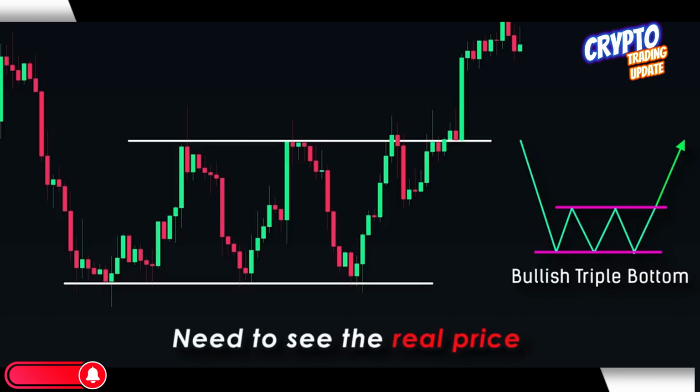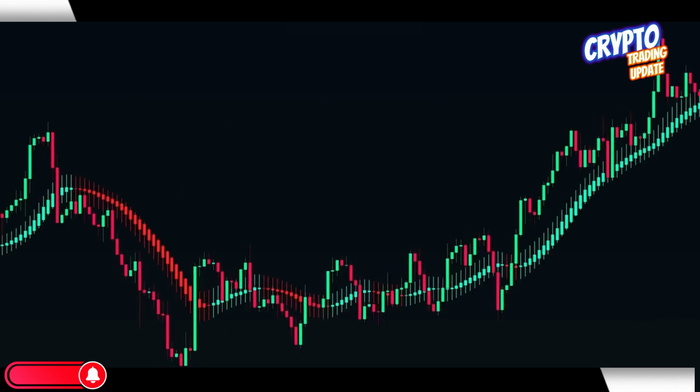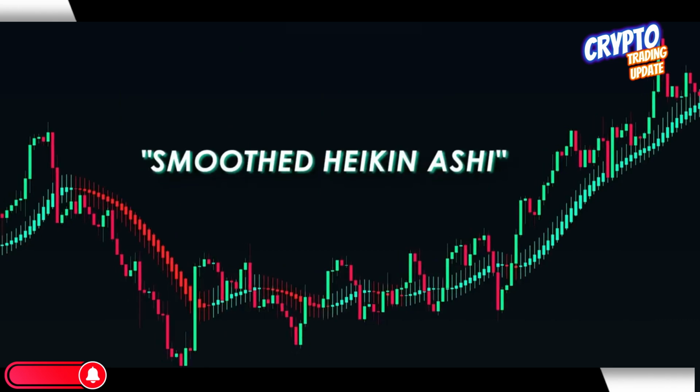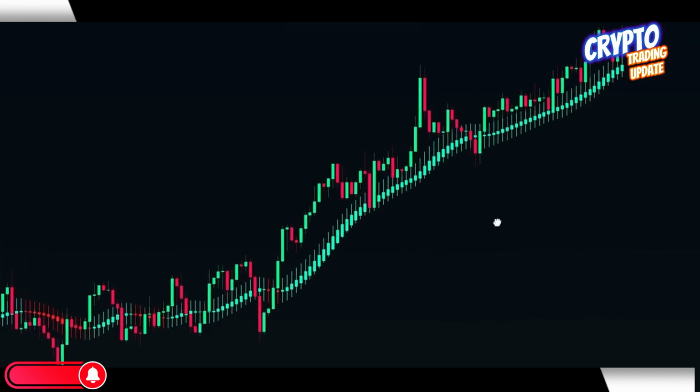So, to solve this underlying issue, a new indicator is created, and it's called Smooth Heikin Ashi. Unlike the classic Heikin Ashi, which fully transforms the candles on a price chart, the Smooth Heikin Ashi instead works as an overlay in a real chart. Meaning, traders are able to use the indicator's capabilities while still maintaining a clear view of the actual price movement.